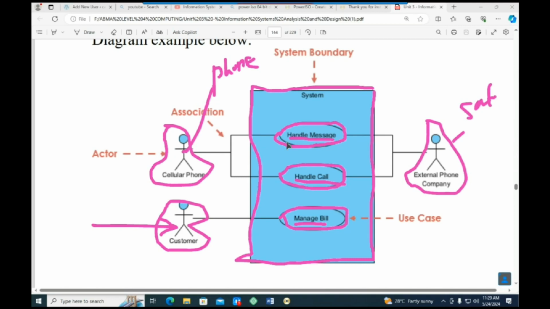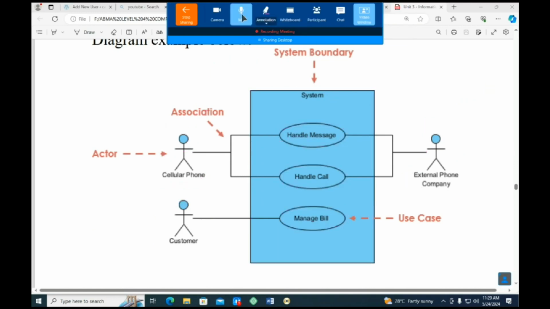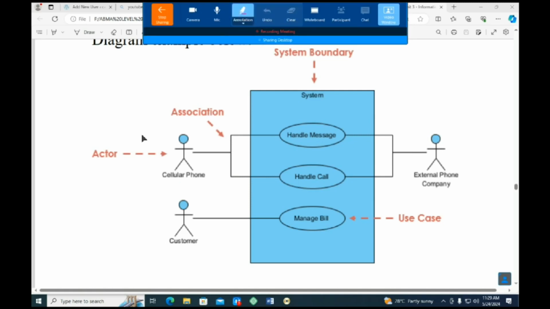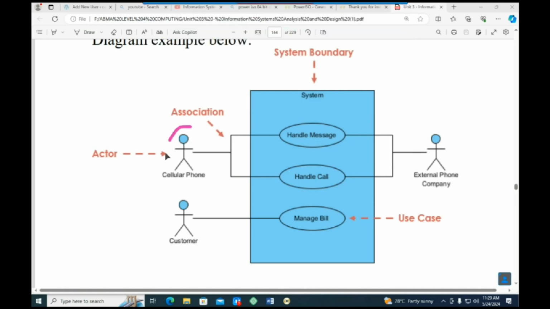So it's very essential that you understand what the components, the symbols and the notations used in UML diagrams are. If we try to understand this particular diagram here, we are simply trying to say that we have this actor making a phone call. This phone call can actually do two functions. The first one is either handle a message, maybe send a message, or they can make a call.